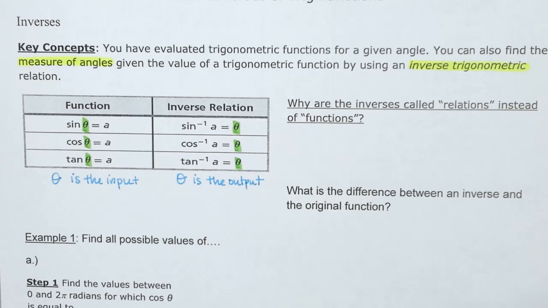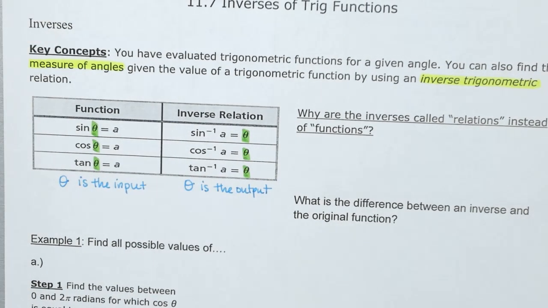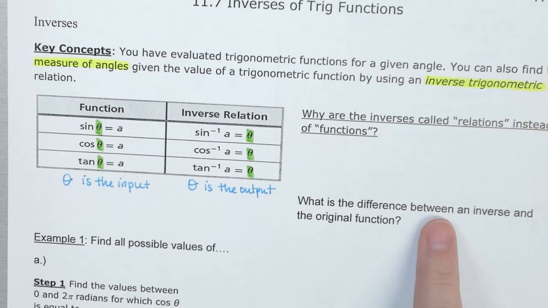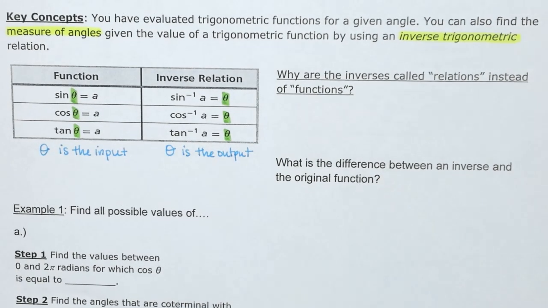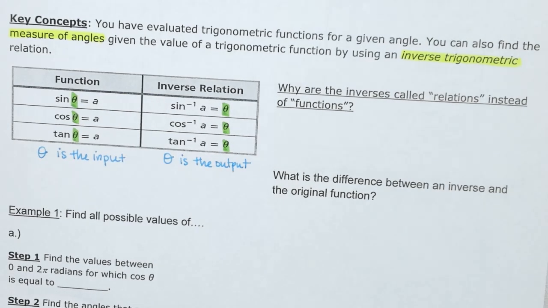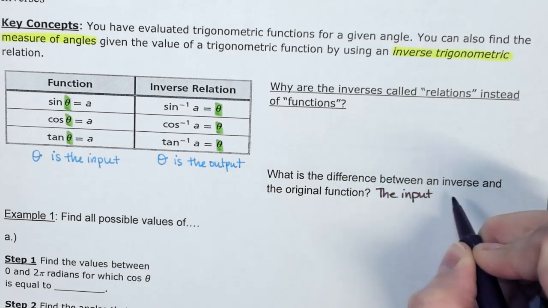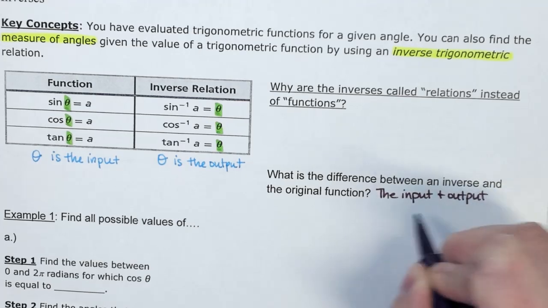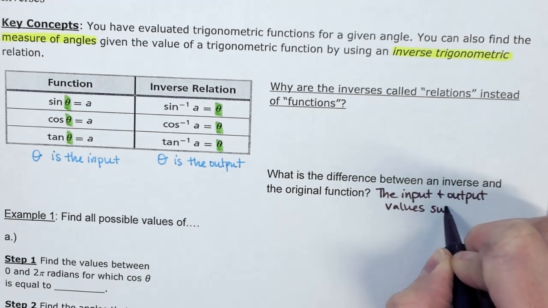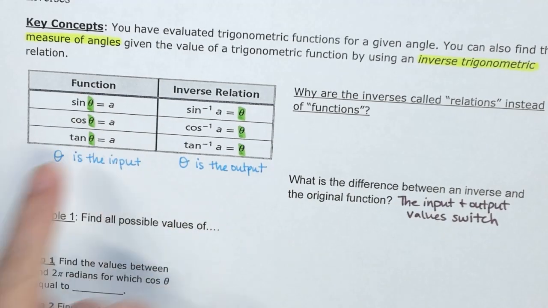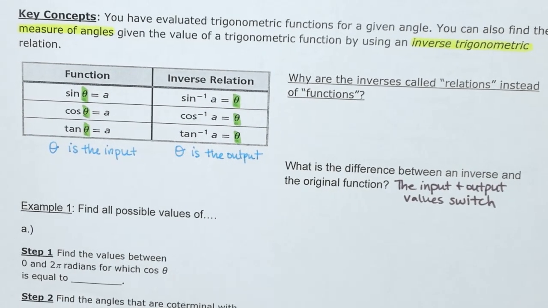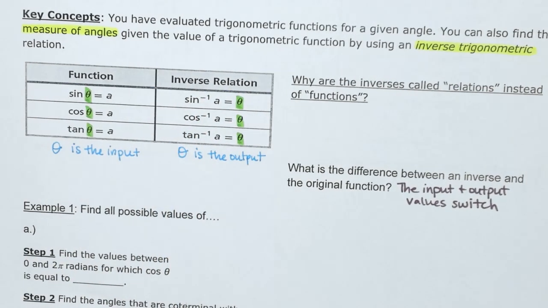So when we first studied inverse functions, that's what happened. Specifically, we talked about it with domain and range. Remember, the domain and range would switch because the x and y's would switch. So the difference between an inverse and an original function, we can go ahead and write that down right now. It is just the input and the output value switch. So before, we would plug in an angle and get out a value. Now we're going to plug in a value, and our output or our solution is going to be an angle.